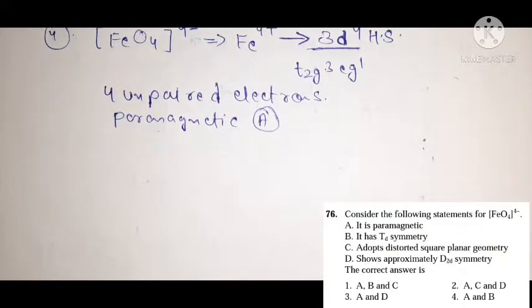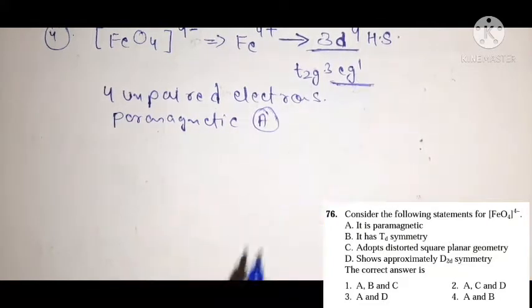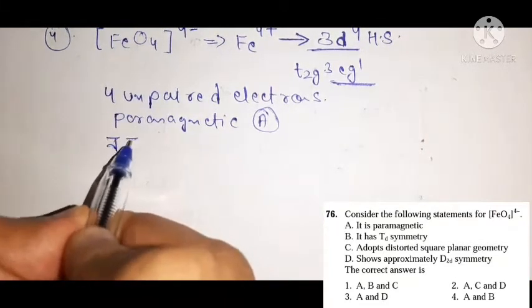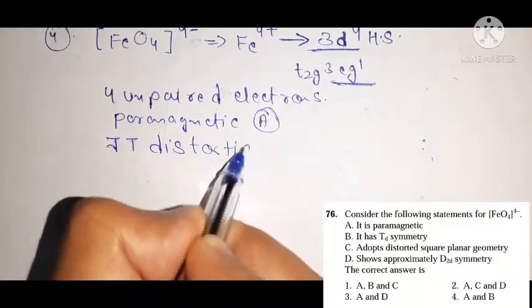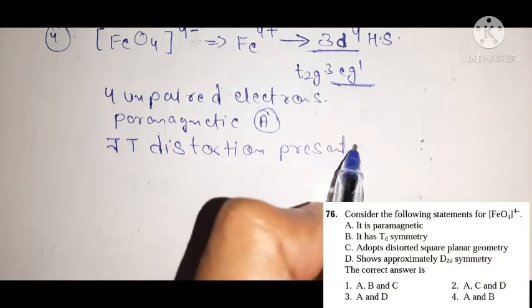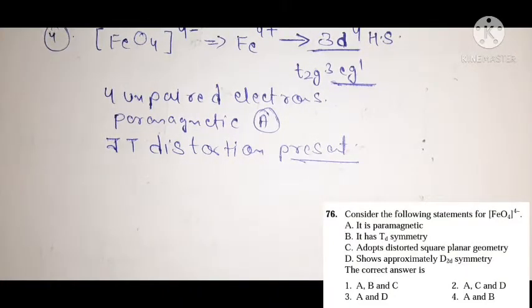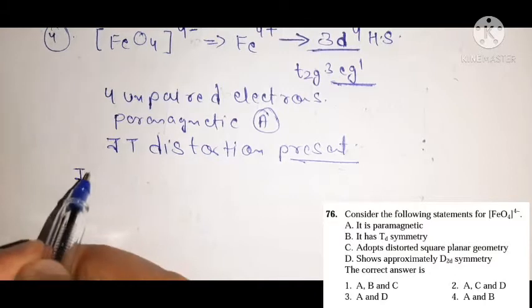Okay, now here is another factor which decides its geometry, and this factor is Jahn-Teller distortion. You know friends that in Jahn-Teller distortion, when t2g or eg orbitals are unsymmetrically filled, then there is a Jahn-Teller distortion in the geometry of the complex. Okay, and in this complex you clearly see that the eg orbitals are unsymmetrically filled. So in this complex Jahn-Teller distortion is present, and because of this Jahn-Teller distortion, it shows distortion from its ideal tetrahedral geometry.